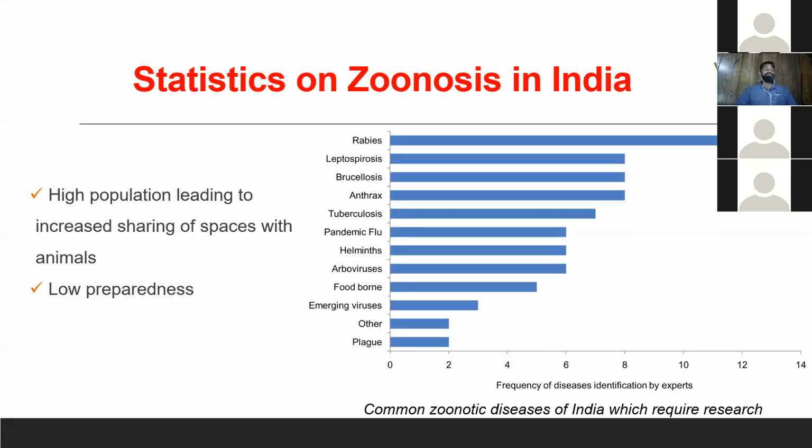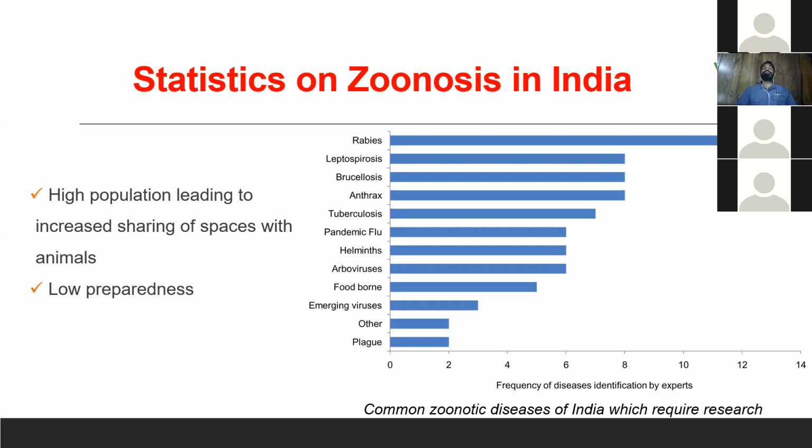And statistics on zoonoses in India: the high population leads to increased sharing of spaces with animals. We all know that we are in their habitat, and we always feel like they can only survive in a limited space, or whatever space we are supposed to provide them, which is definitely not true. At the same time, humankind has to face such issues because of an imbalanced approach between ecocentrism and anthropocentrism.